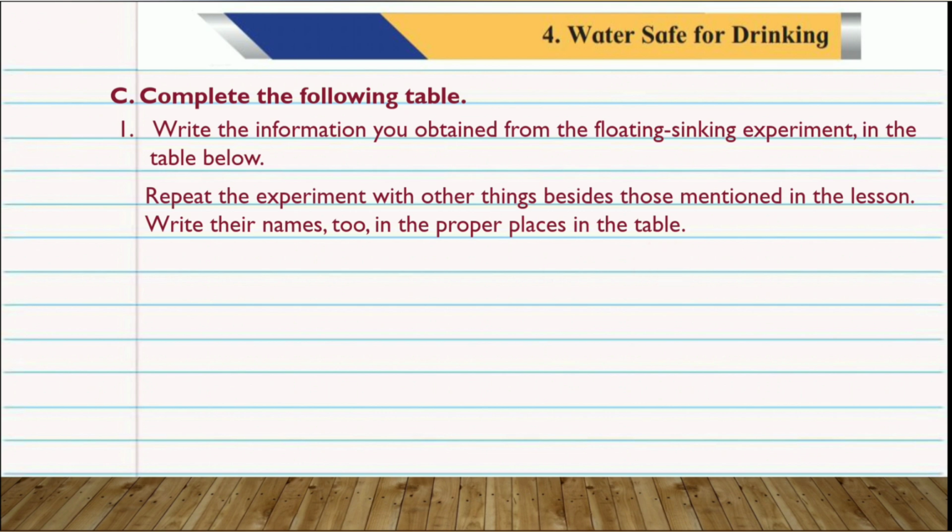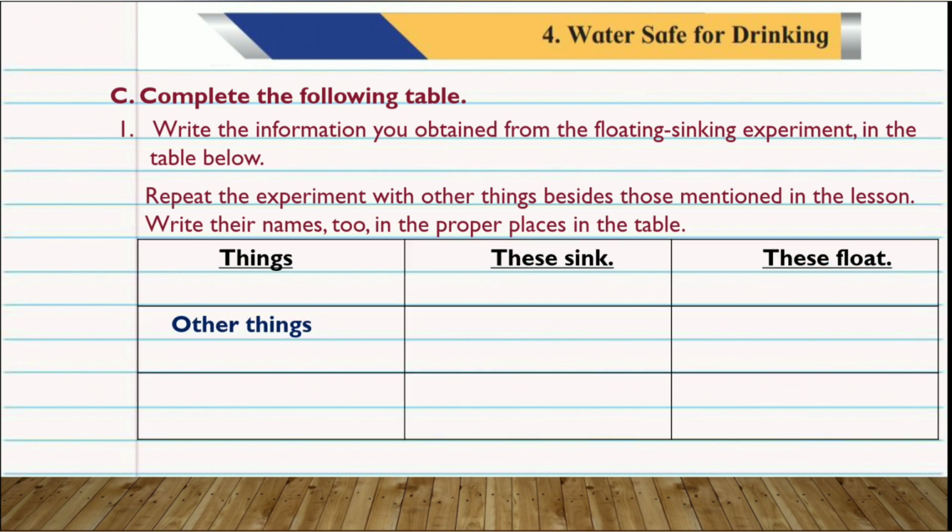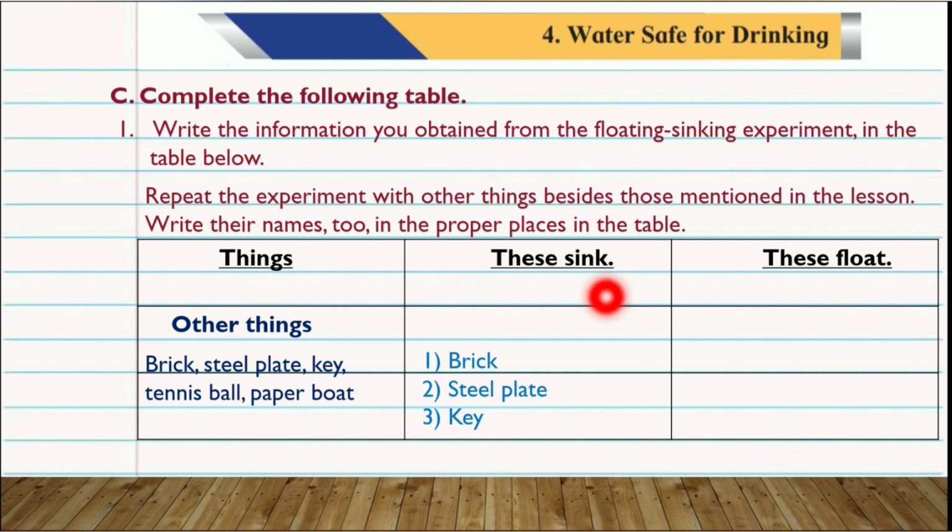So let's see. Other things we have to write here. You can write other things also. For example, brick, steel plate, key, tennis ball, paper boat, and from these we have to write which things will sink. So the answer is, brick will sink, steel plate will sink and key will sink in water. And which things will float? And the answer is, tennis ball will float on water and the paper boat also will float on water.